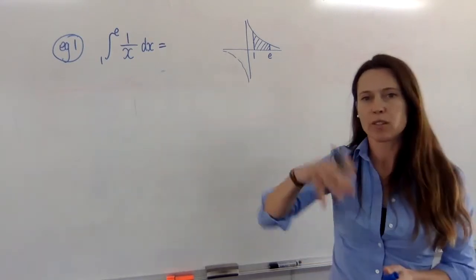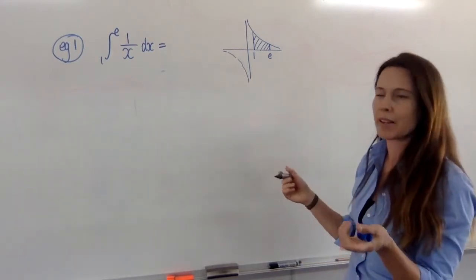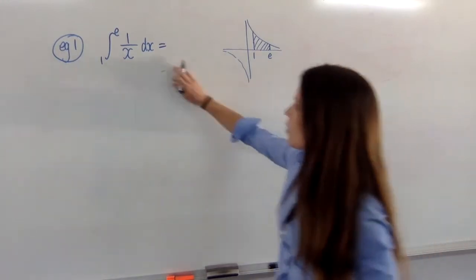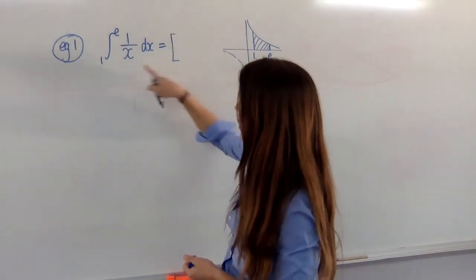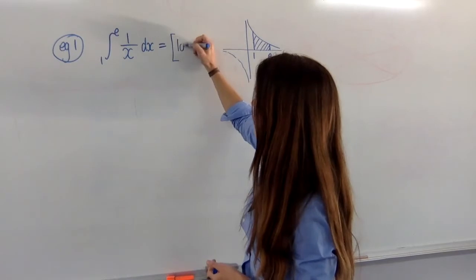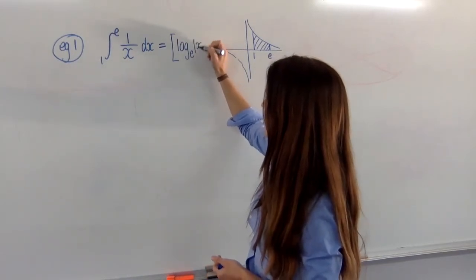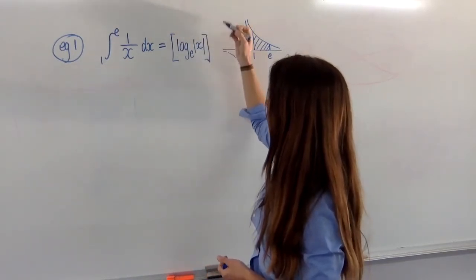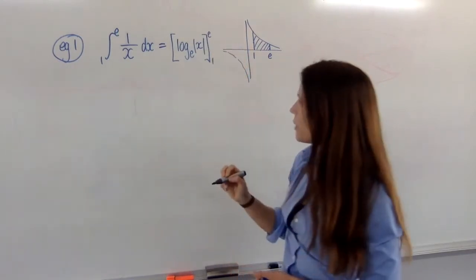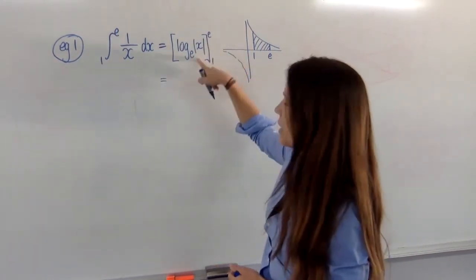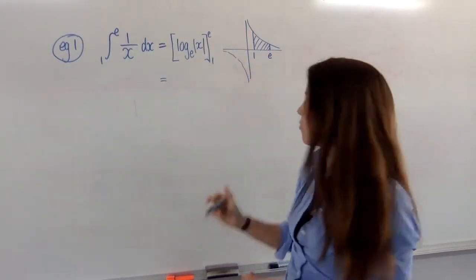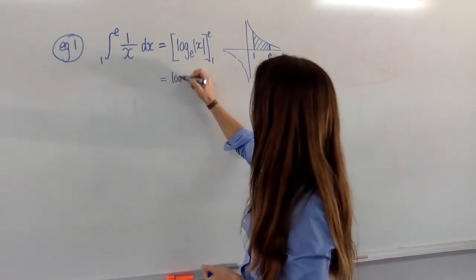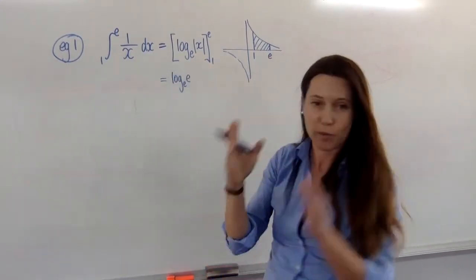but let's just use it as good practice so that when we do have one that's negative, we won't be caught out. So we need our square brackets, we need to integrate 1 over x, and we get this result straight out of our formula, and our bounds, e and 1. On the next line, we sub in e, and then subtract the subbing in of 1. So we've got the natural log of the absolute value of e.